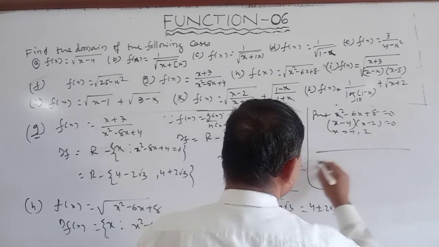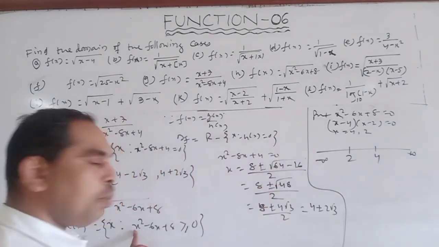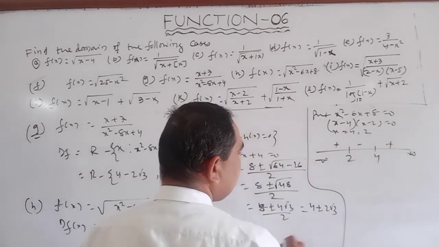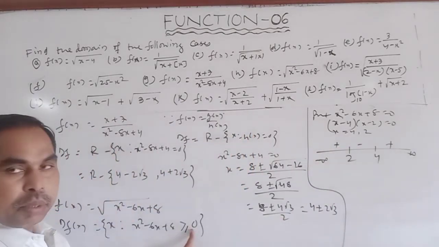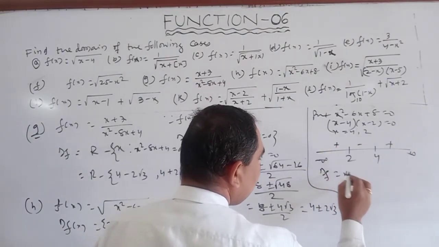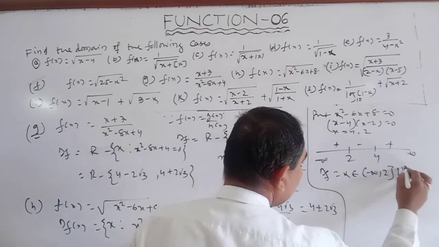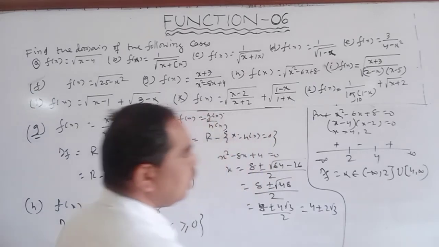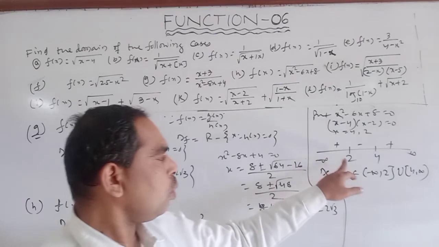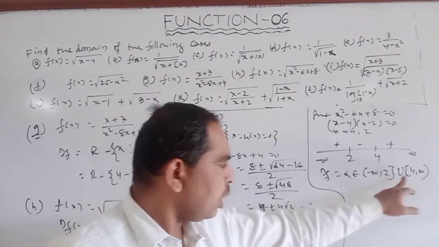Draw the number line: minus infinity, plus infinity, then 2, then 4. What is the sign of x square? The sign is plus. So put plus here, then the opposite, minus, then the opposite, plus. Here greater than or equal to 0 means taking the positive value. So the domain of f is x belongs to minus infinity to 2 closed, union 4 to infinity, taking the positive sign only, with equality to 0 included. So this is a closed interval.